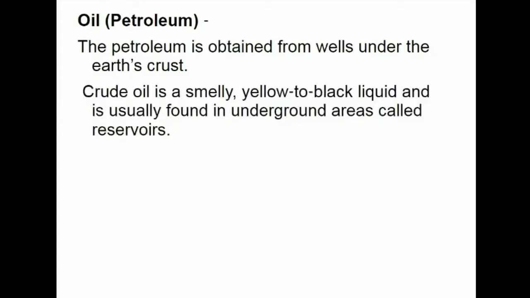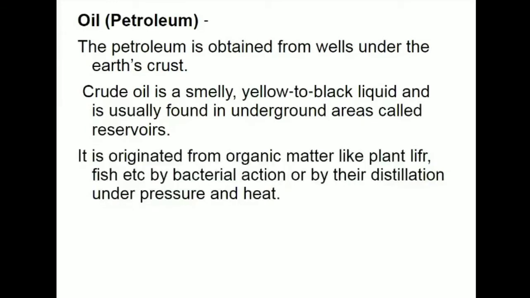The petroleum, oil, is obtained from wells under the earth's crust. Crude oil is a smelly yellow to black liquid and is usually found in underground areas called oil reserves or reservoirs. It originated from organic matter like plant life, fish, etc. by bacterial action or by their distillation under pressure and heat. So oil is a liquid type fossil fuel. Generally the oil is referred to as petroleum.